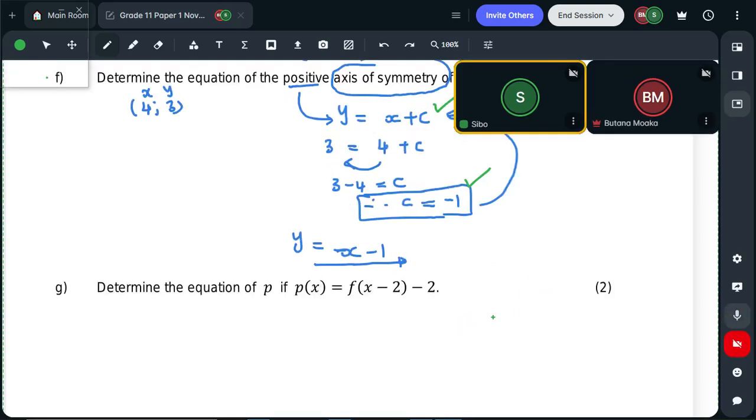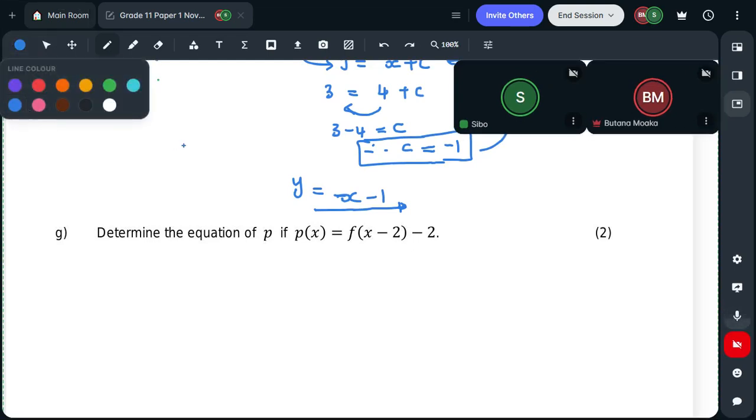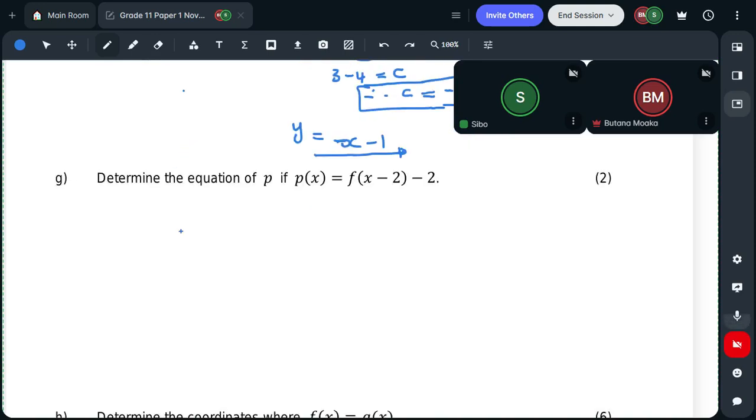Yes, sir. So now they say p at x, where there is x we put x minus 2, and then we subtract 2 from that f at x. Let's work on this. First things first, I'll rewrite f at x, the one that was given. At first, we were given f at x to be 6 over x minus 4, then plus 3.